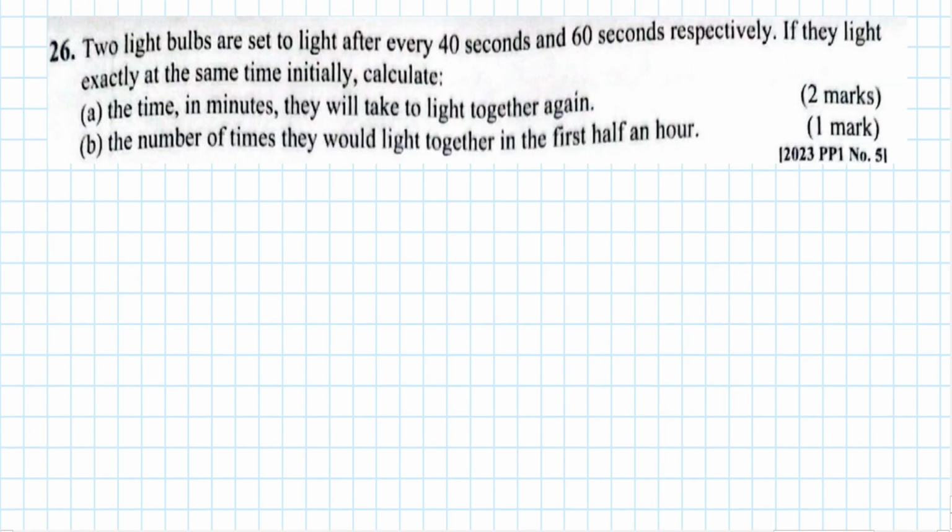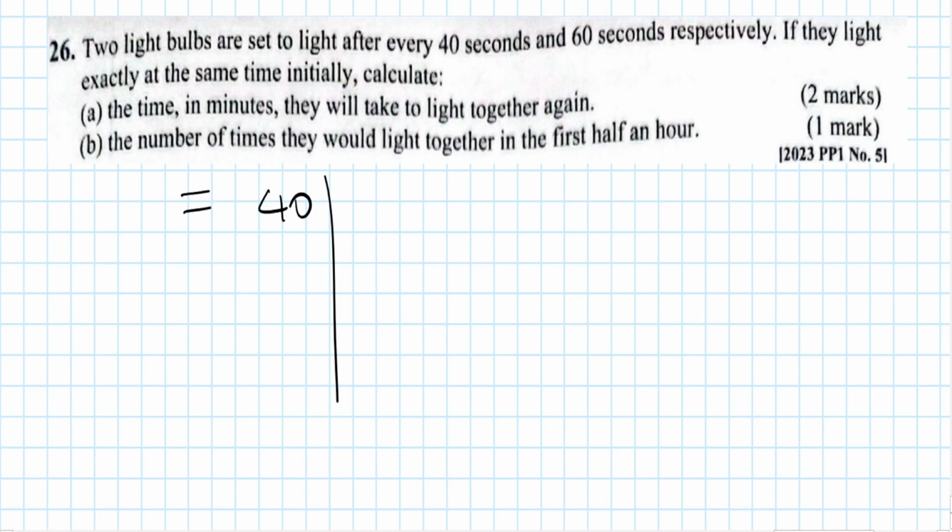2 light bulbs are said to light every 40 seconds and 60 seconds respectively. If they light exactly at the same time initially, calculate the time in minutes they will take to light together again, and the number of times they will light together in the first half an hour. Right, so obviously this is LCM once more.